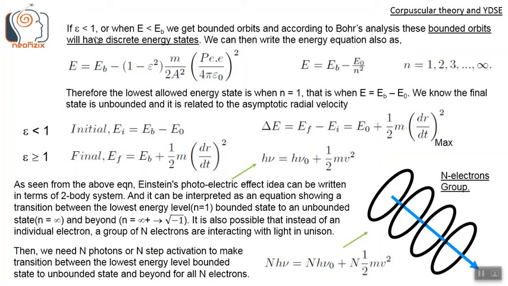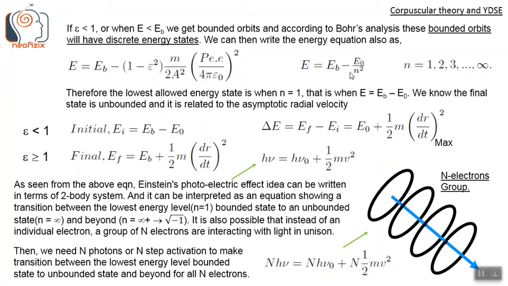So we know if epsilon is less than 1, or when the total energy is less than the binding energy, E is less than Eb, we get bounded orbits. And according to Bohr's analysis, these bounded orbits will have discrete energy states. And we can write these discrete energy states as shown here. So in case epsilon is less than 1, we can replace this expression E equals Eb minus (1 minus epsilon), this complicated looking equation, by just E equals Eb minus E naught by n square, where n is a natural number, n equals 1, 2, 3 up to infinity.